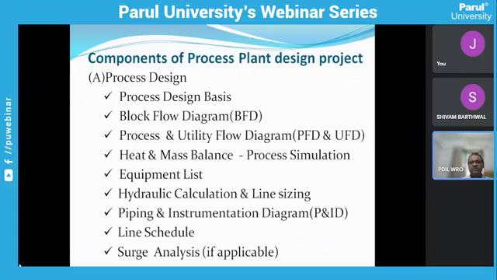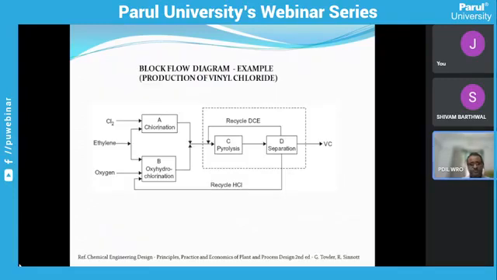That means calculation of the maximum surge pressure. If the surge pressure exceeds the design pressure, then obviously you have to adopt some surge mitigation philosophy, or reduce the surge pressure by using some method, so that the design pressure is more than the surge pressure.